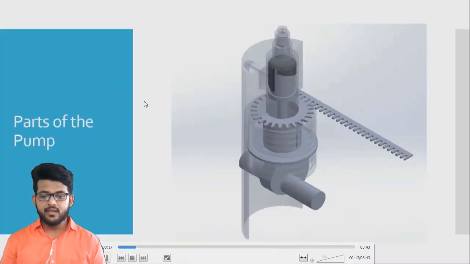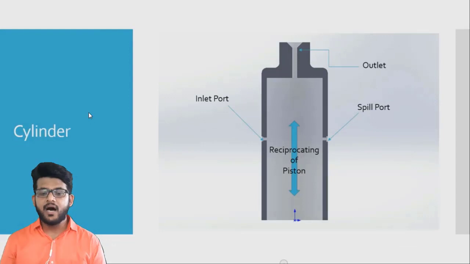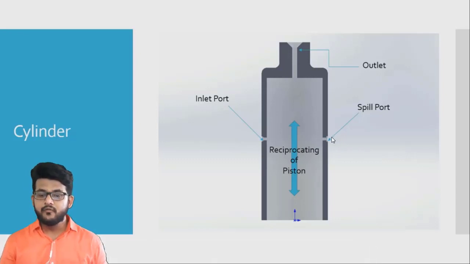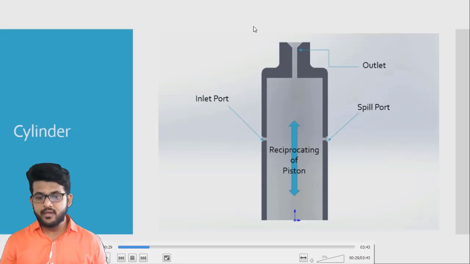Now what is happening here? You just need to understand what the different parts are first, and thereafter we will discuss how it works. It is a simple cylinder in which the piston will reciprocate. Now there are two ports. One is the inlet port, that means the fuel will go in from this direction, and one is the spill port, that means fuel will go outside from this direction. It is only the spill port which takes the extra fuel out, and the outlet is actually here on the upper part.